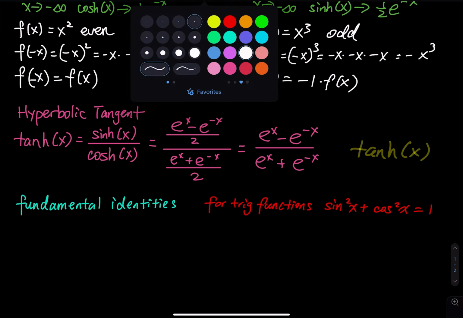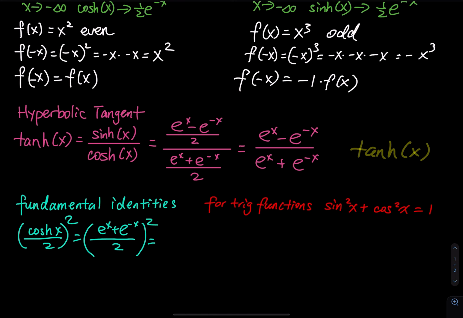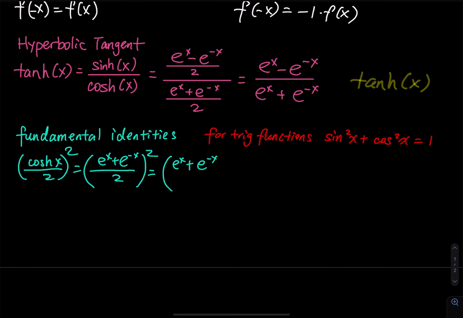So let's do a couple of examples. Let's take a look at the square of hyperbolic cosine and sine. So let's square the cosine, which is e to the x plus e to the negative x, divided by 2, and then square. So you have e to the x plus e to the negative x divided by 2, multiplied by itself. So the denominator is a 4.